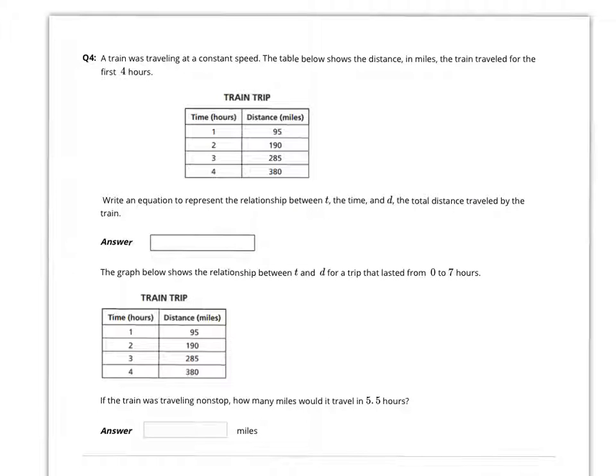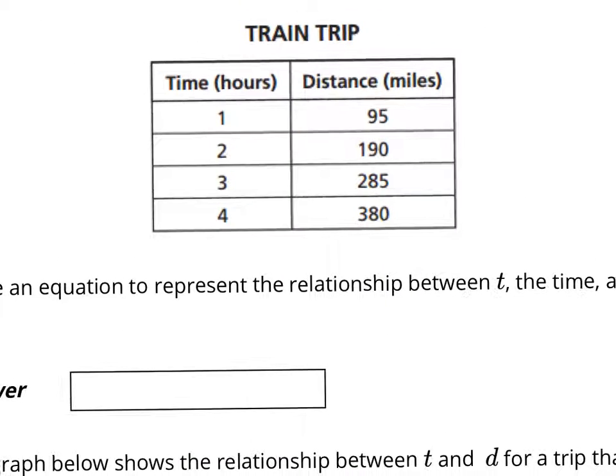Question 4, a train was traveling at a constant speed. The table below shows the distance in miles the train traveled for the first 4 hours. Write an equation to represent the relationship between t, the time, and d, the total distance traveled by the train. So for this one, we look at the table, and obviously the hours, the time is going up by 1 each time. So increase 1 hour each time.